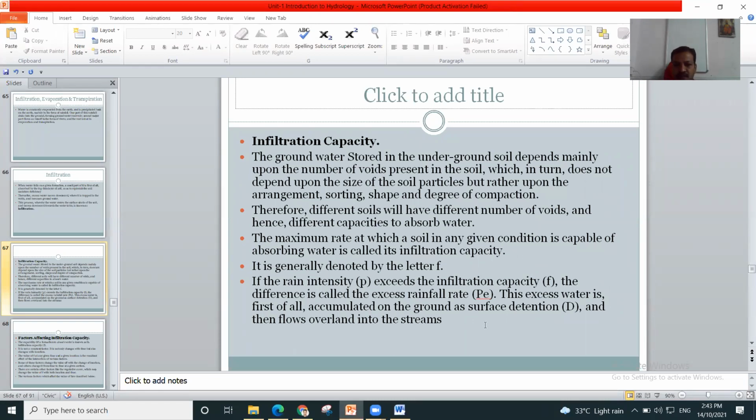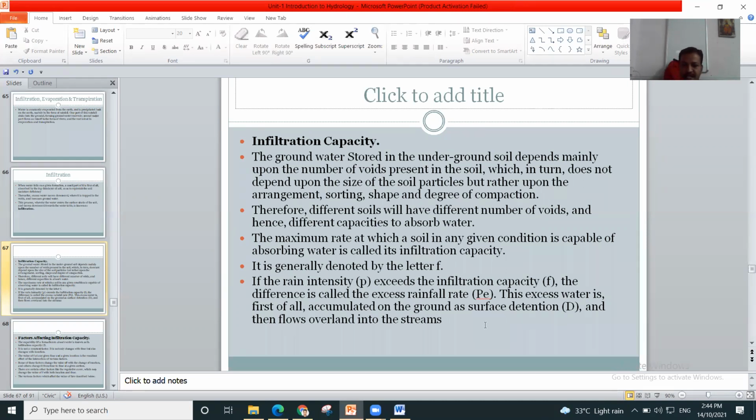The arrangement of soil particles, its shape, degree of compaction, depending upon that, infiltration capacity is calculated. And it also depends upon the different types of soils, the type of soil, the property of the soil. Depending upon that, the capacity of absorbing water is different. For different types of soil, there will be different number of voids. Therefore, it has different capacities to absorb the water.